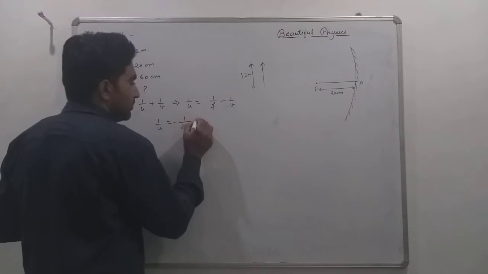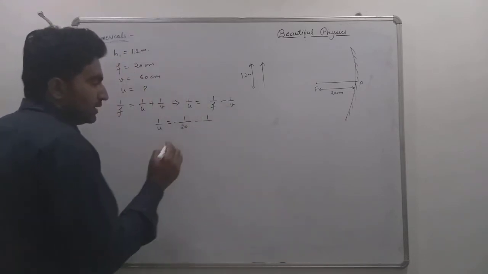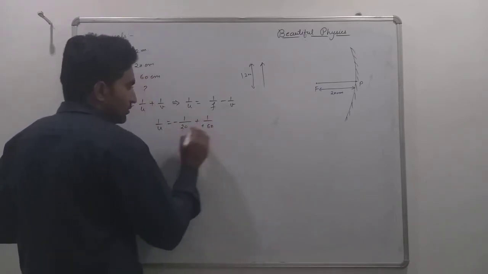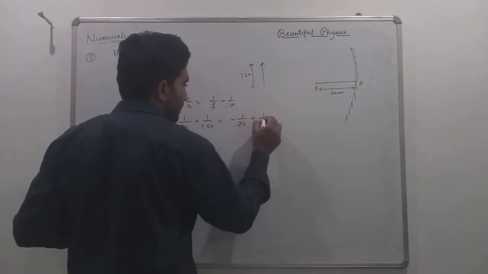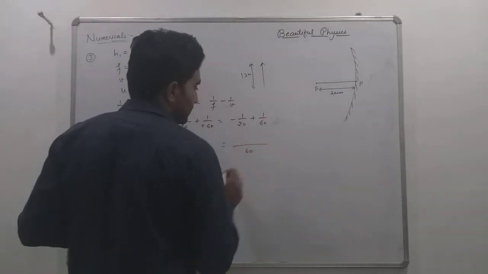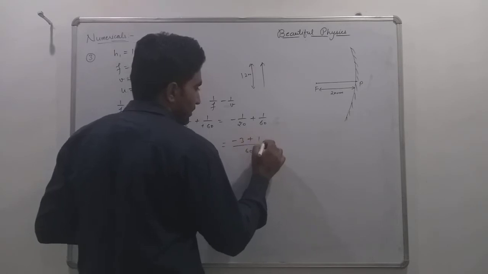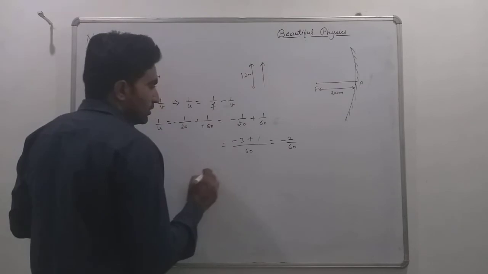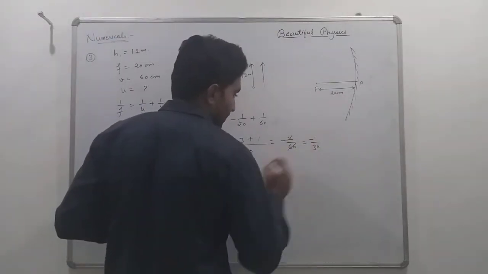So minus 1 by v, at place of 60 we can put minus 60, minus minus plus. So we have minus 1 by 20 plus 1 by 60. Take LCM. 60 will be LCM. It is 3 plus 1. It will be equal to minus 2 by 60. So we can cancel these terms and we have minus 1 by 30.